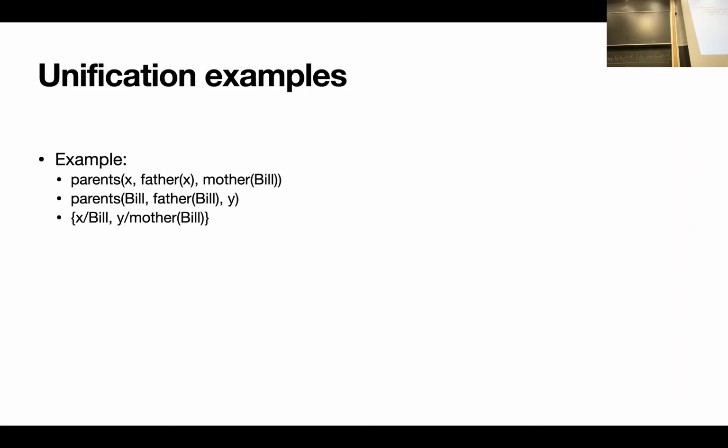We want to find the most general common sentence that encompasses both of them. For example, if we instantiate X to be Bill and Y to be mother of Bill, these two sentences become equal. This is the key idea of unification: what kind of substitutions, or assignments, can we make to the variables such that we can unify the two sentences? We can make them exactly the same.